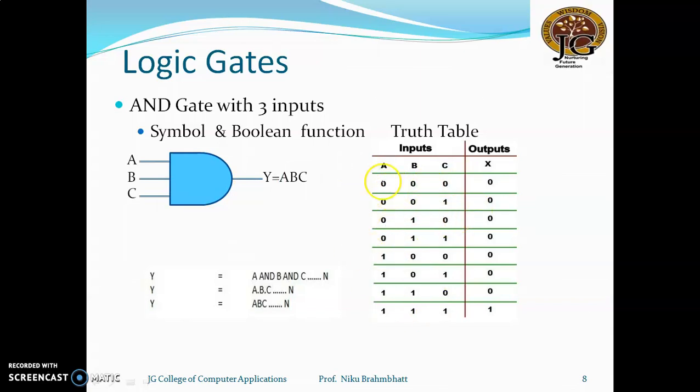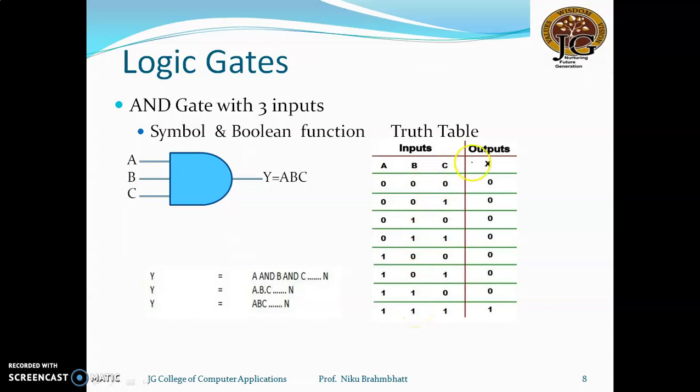How to fill the rows? For the first input, divide the total combinations 8 by 2, which is equal to 4. So for the first input, 4 rows put 0, 4 rows 1. For the second input, find out where the first input is 0. How many times 0? 1, 2, 3, 4. So 4 rows are there. Divide it by 2, so it becomes 2. So for the second input, 2 times 0 and 2 times 1, 2 times 0, 2 times 1.